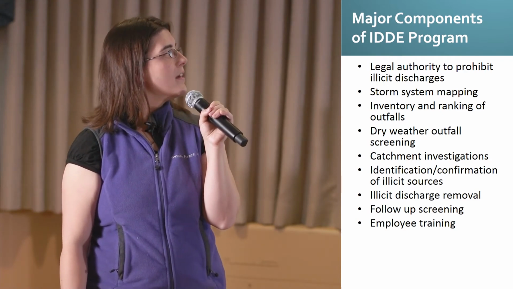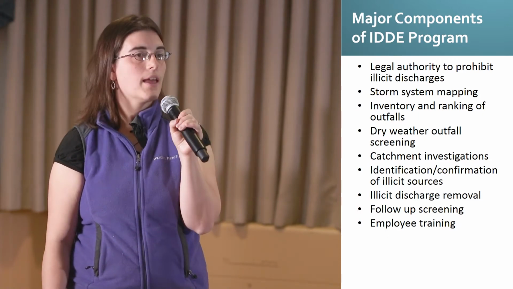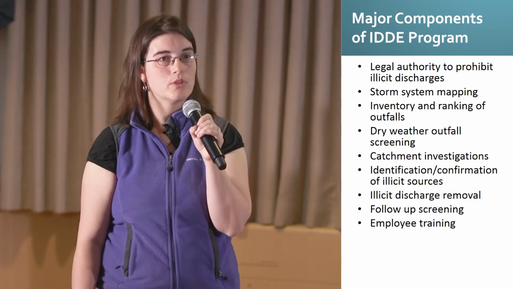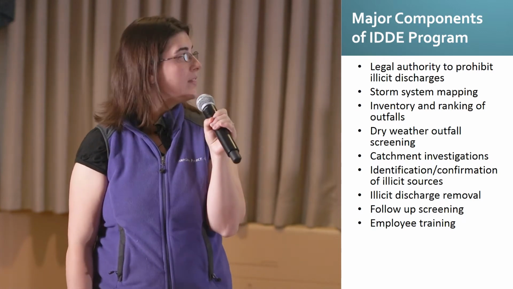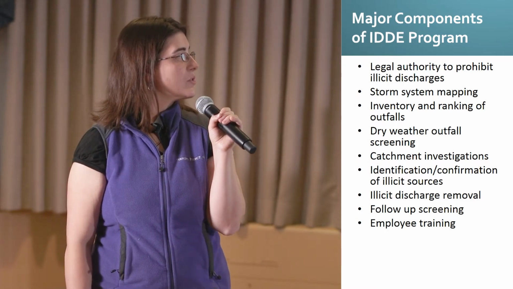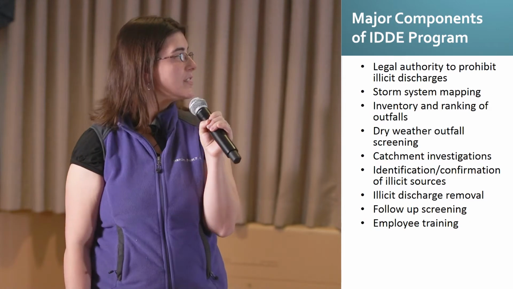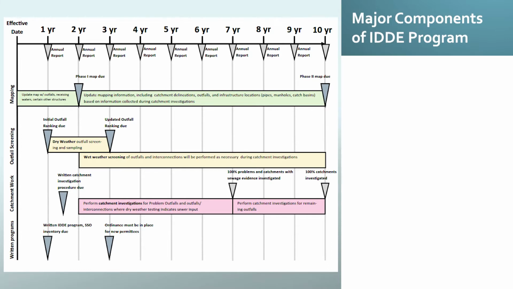You will need to have a component to inventory and rank outfalls, dry weather outfall screening, and catchment investigations. Both those two, the dry weather screening and catchment investigations, required written procedures for those components in your plan. And then identification and confirmation of illicit sources and how you'll remove illicit discharges, and then follow-up screening and employee training. The EPA developed this timeline, which helps to illustrate when the different components of the IDDE program need to be implemented. The timeline starts from the effective or implementation date of the permit.